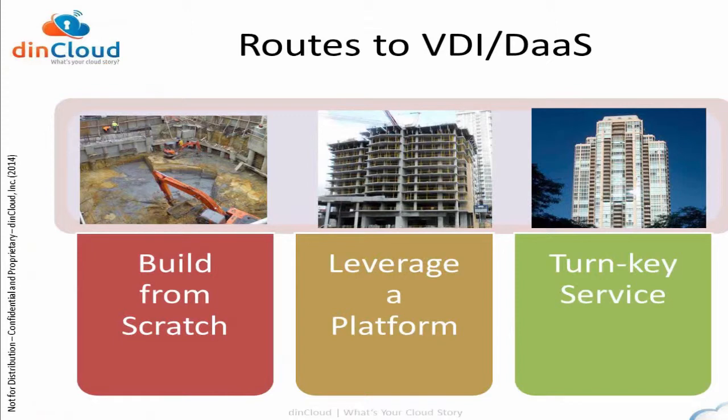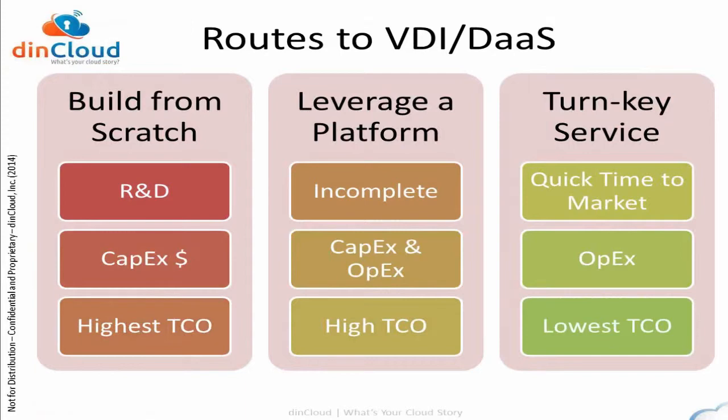So there's really 3 routes to get to a desktop as a service or even a VDI deployment. And your 3 options are, number 1, you can build it from scratch. Number 2, you can leverage a platform as a service. Or 3rd and finally, you can go with a turnkey type service, which is what we're here to talk about today. So next slide, please.